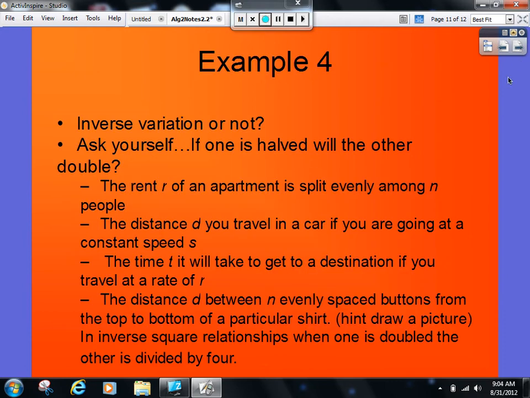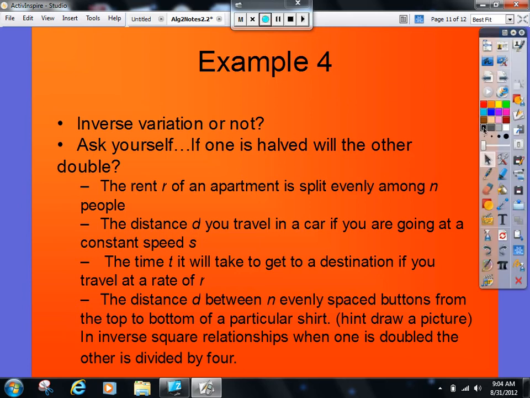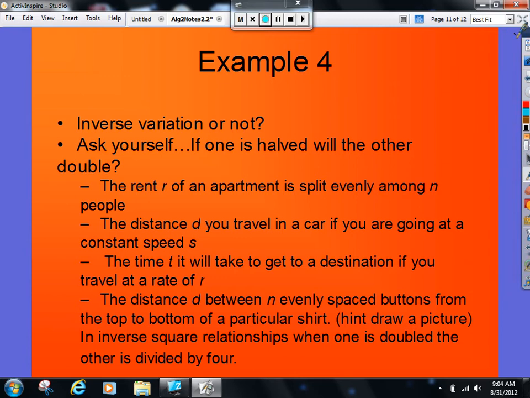Is it inverse variation or not? Here's a good thing to ask. If one is getting large, is the other quantity getting small? If one is halved, will the other double? These are things you can ask yourself to check. Okay, so let's look here.